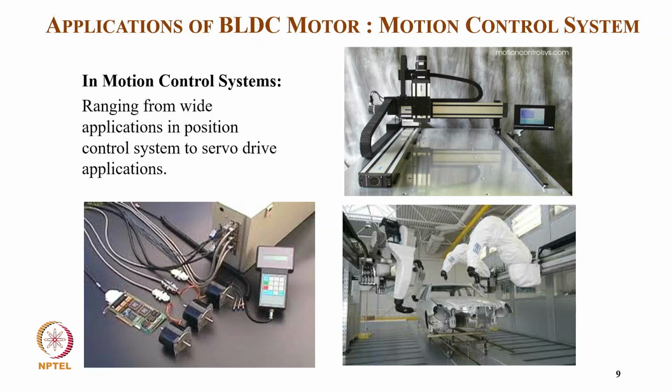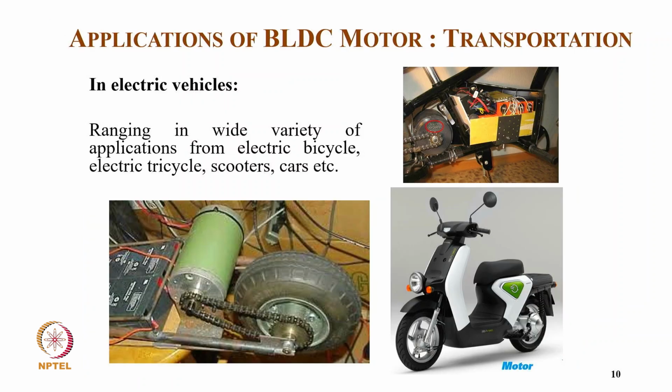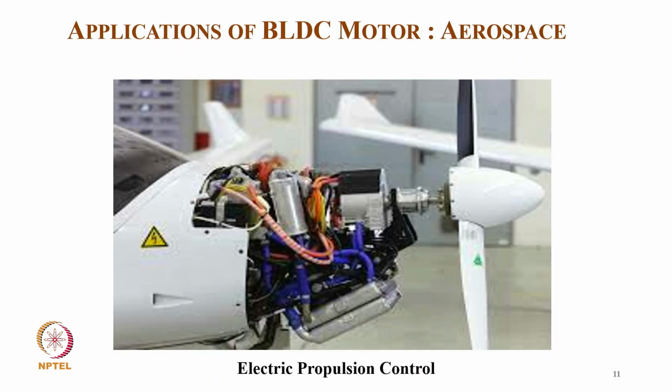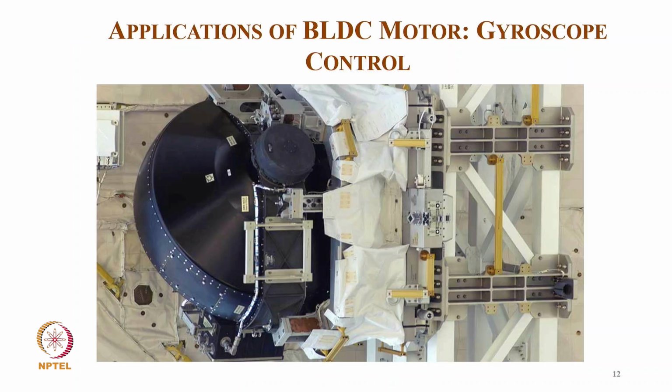And motion control applications ranging from position control to servo drive, especially in drones and many other robotics applications. And of course in electric vehicles, this is the motor for two-wheelers, three-wheelers. So ranging over a wide variety of applications from electric bicycles, electric tricycles and scooters and cars, and typically the three-wheeler which we call e-rickshaw, and loaders. So this is the electric propulsion system, as usual in the aerospace industry.